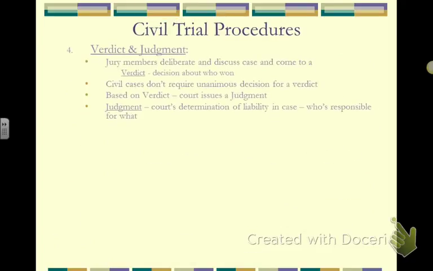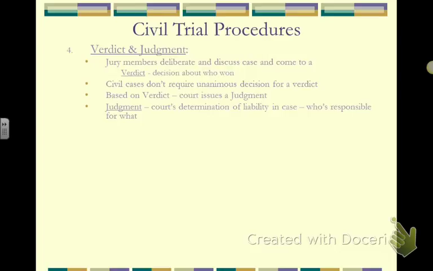And then the jury deliberates. They go back and come up with a decision, a verdict. A verdict is just a decision about who won the civil case. Keep in mind that with a civil case, it does not require a unanimous decision. So circle that. Does not require a unanimous decision, in a civil trial.